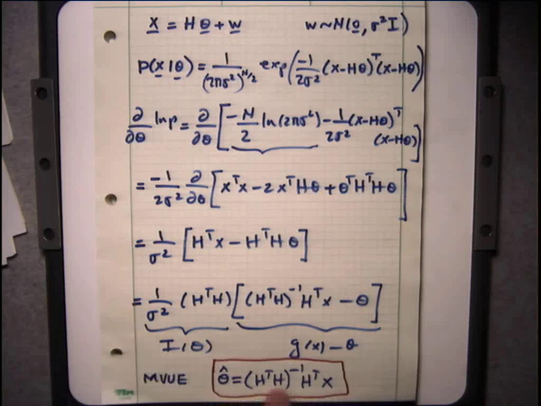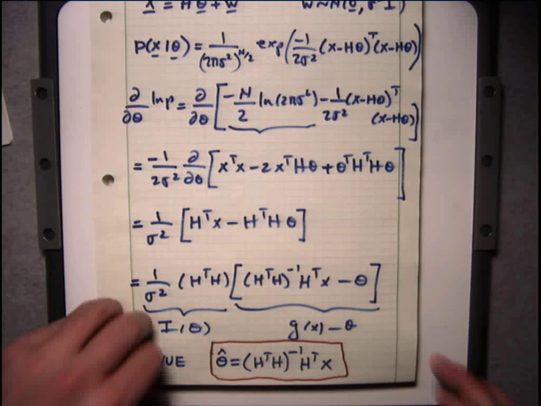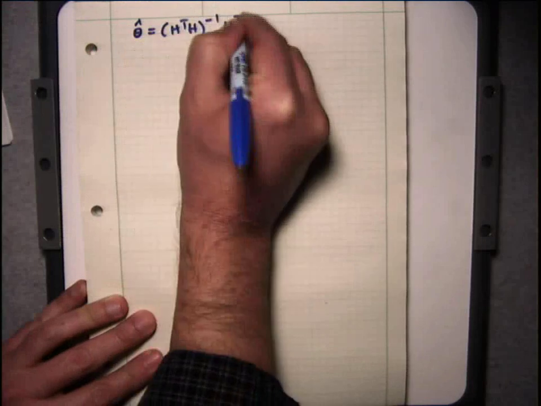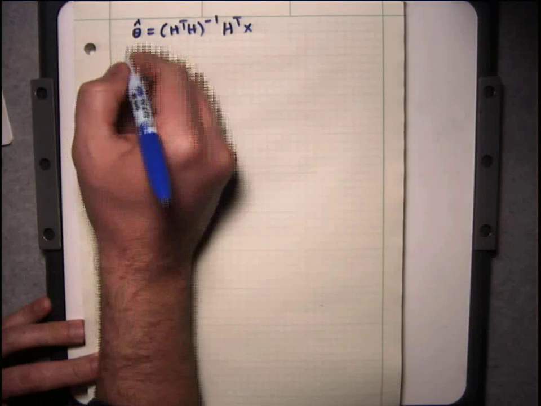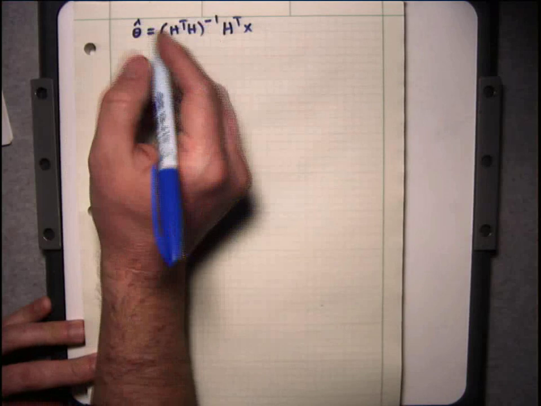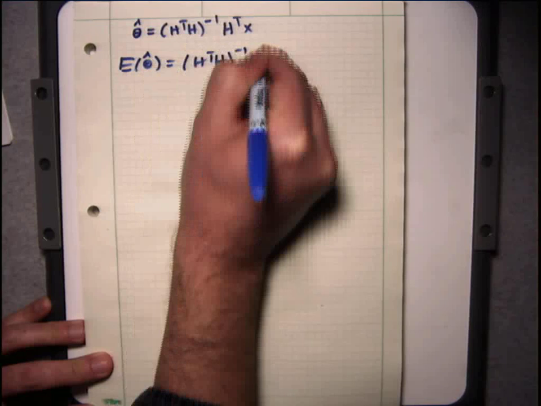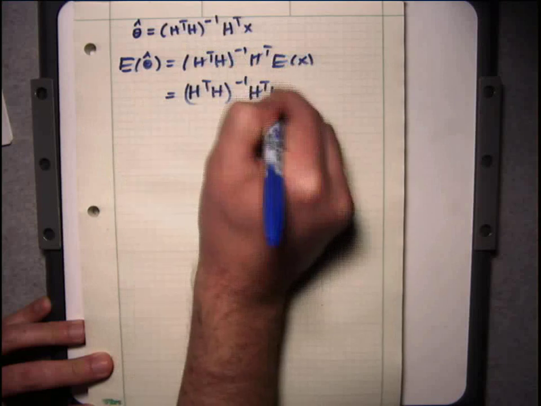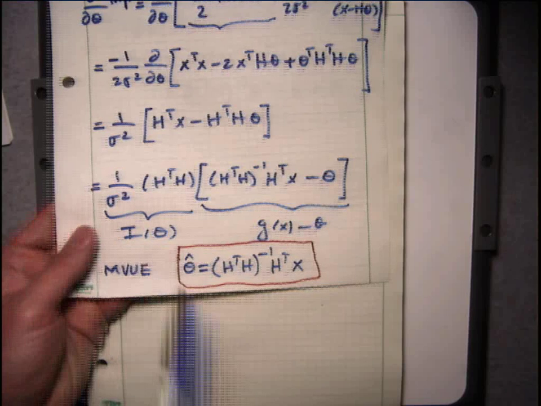All right, so now what I'd like to do is look at this expression and study it a little more closely and see what kind of properties we can get out of it. So let me rewrite this: theta hat equals h transpose h inverse h transpose x. First of all, let's take a look at the statistical properties of this estimate and convince ourselves that it is in fact unbiased. So the expected value of theta hat is h transpose h inverse h transpose times the expected value of x. This is h transpose h inverse h transpose h theta, which is theta. So it's unbiased. We're just going the long way around, showing that it's a minimum variance unbiased estimator.